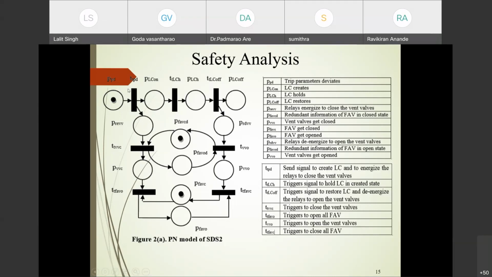Then the transition TTPD represents that it is sending the signal to create the logic condition and to energize the relay to close the vent valve. So it is triggering two actions. One, I have to create the logic condition. Logic condition means what valve should be open and what should be closed, and it is a kind of flag also.